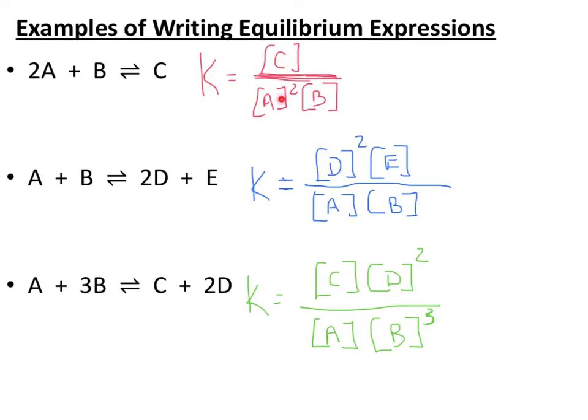All right, so look at the next one. I've got D squared and E, because the D is a 2 and the E is a 1, and then the concentration of my reactants is just A and B. And then the third one, I've got the concentration of C and D. D is squared because of the coefficient of 2. And then I've got the concentration of A times the concentration of B. B is cubed because of the coefficient there.